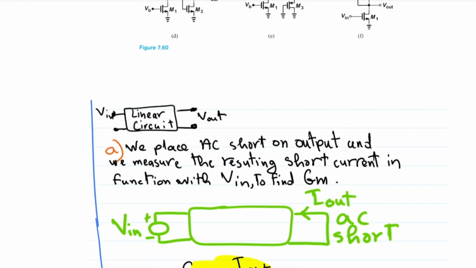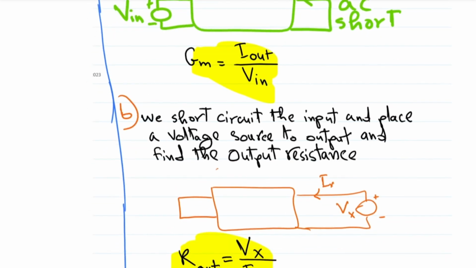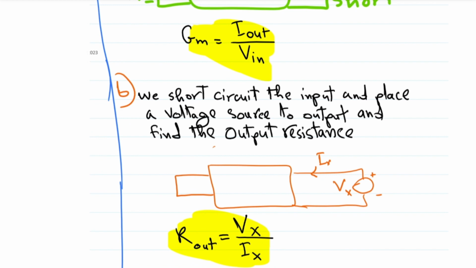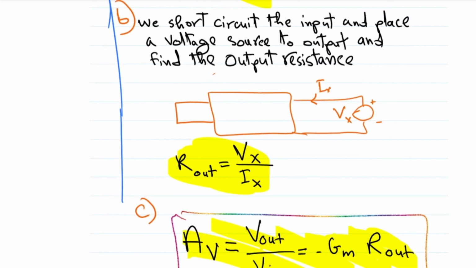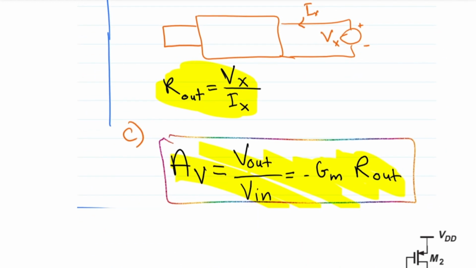So the method consists of 3 steps. The first step is we place an AC short on the output, and we measure the short current to find the Gm. The Gm is just the output current over the input voltage. The second step is we short circuit the input and we place a voltage source on the output to find the output resistance or the output impedance, which is R_out equal to Vx over Ix in this example. And finally we just write minus Gm that we found times the output impedance. So we will start with the first stage.